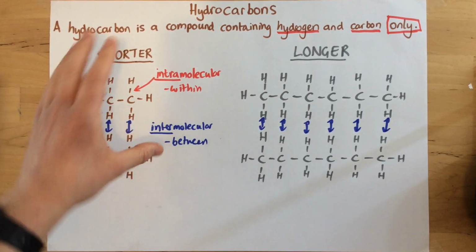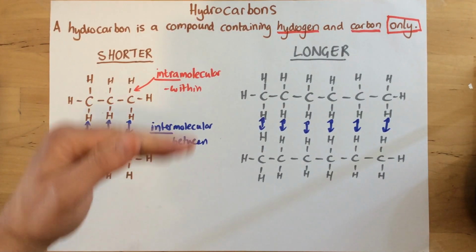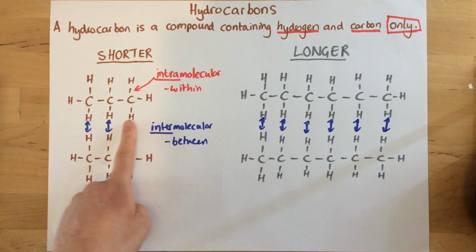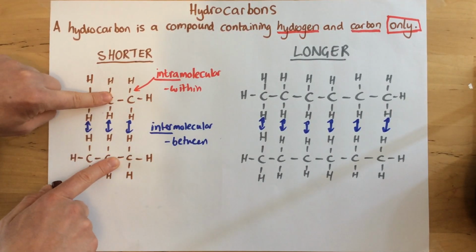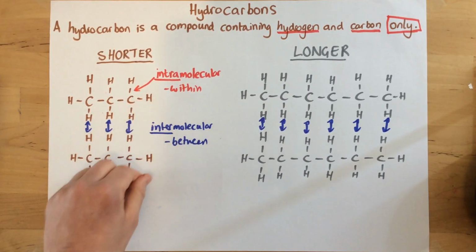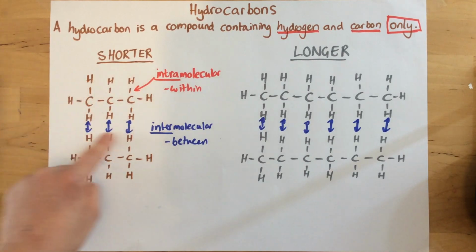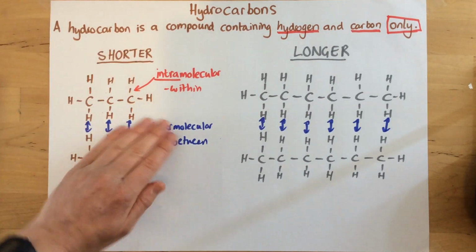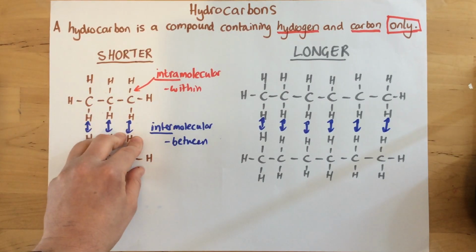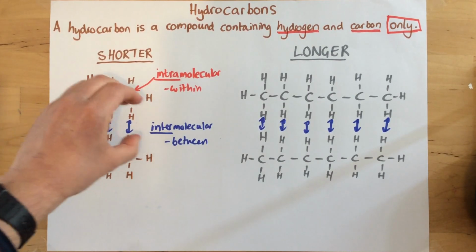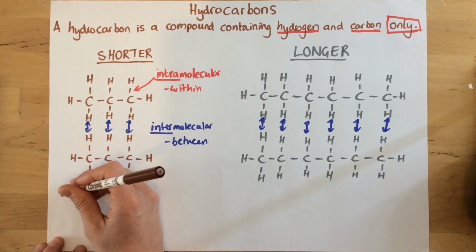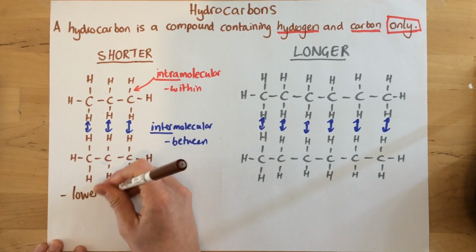So when we boil one of these hydrocarbons, we're obviously changing state from a liquid to a gas. In order to do that, we need to break these intermolecular forces, the forces holding the different molecules together. We are not breaking these strong intramolecular forces. So as this evaporates, we still have this three-chain hydrocarbon here, which is actually propane, but we have broken these intermolecular forces, so they are no longer being held together or attracted towards each other. As a result, the shorter the chain, the lower the boiling point.